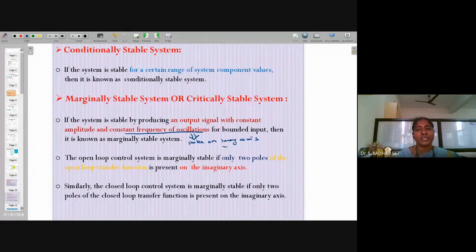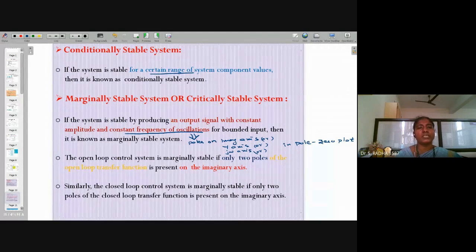The y-axis, imaginary axis, or j omega axis are one and the same in the pole-zero plot. If poles are located on the y-axis, then we will have an oscillatory nature for the output graph. In that case, the system is called marginally stable. We have seen what is absolutely stable. Conditionally means only for a range of input values or component values, the system is stable. And marginally stable means the poles are located on the y-axis.